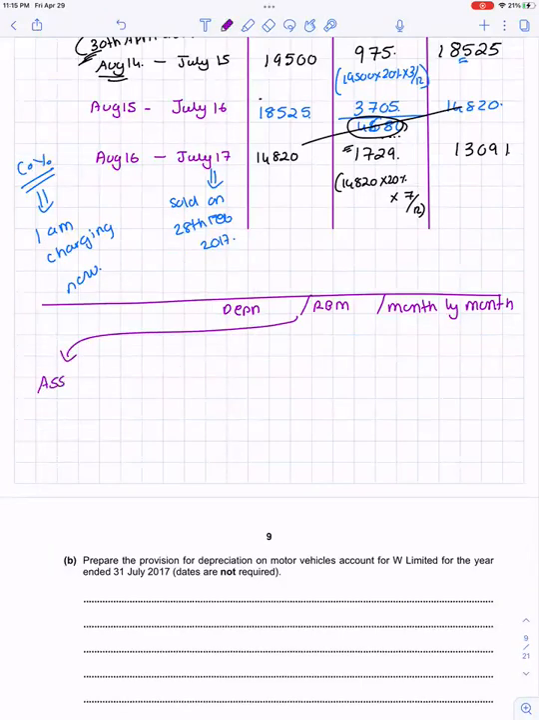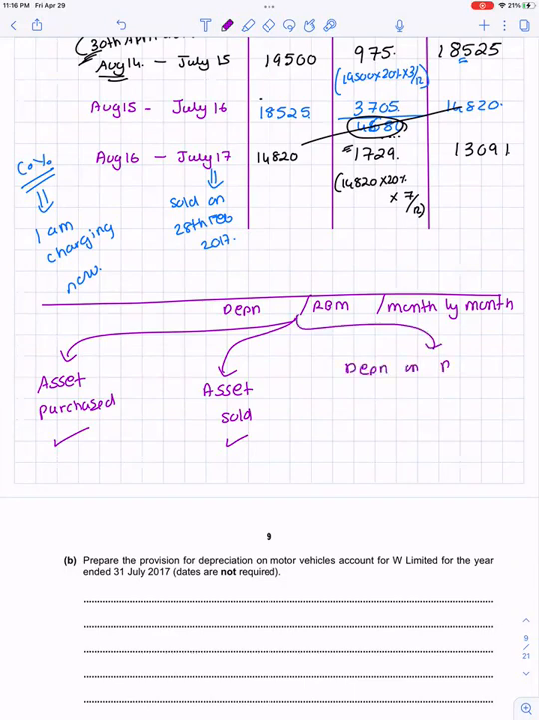Depreciation on asset purchased separately. Did I calculate this? Yeah. Depreciation on asset sold separately. Did I calculate this? Yes. Third is depreciation on remaining assets separately. But I want the remaining assets how? On day 1.